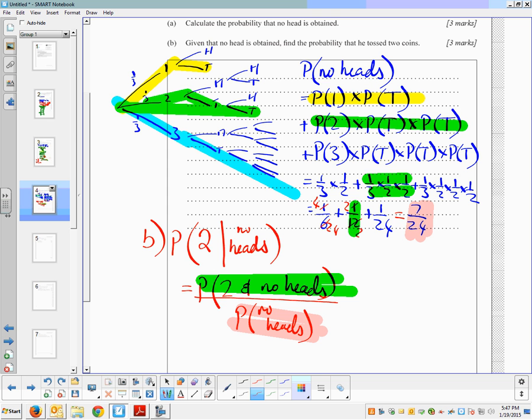So that's 2 24ths, keep everything over as 24ths, over 7/24, which is just 2/7. So that's our answer to question 3.